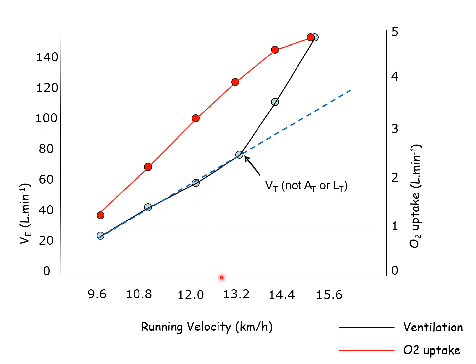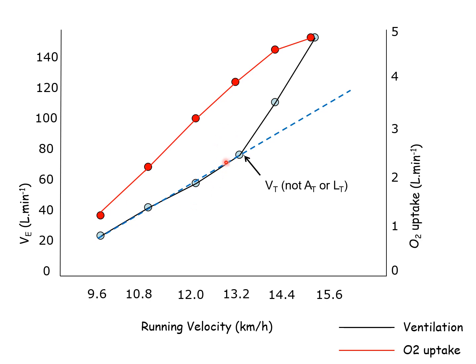Okay, we can see that quite clearly from this graph here. So we've got running velocity along the bottom, along the x-axis. We've got minute ventilation on the primary y-axis, and we've also got a secondary y-axis here showing O2 uptake. So we can see during these early phases of exercise, minute ventilation and oxygen uptake tend to track each other reasonably closely. Okay, so as we've said before, they're well matched.